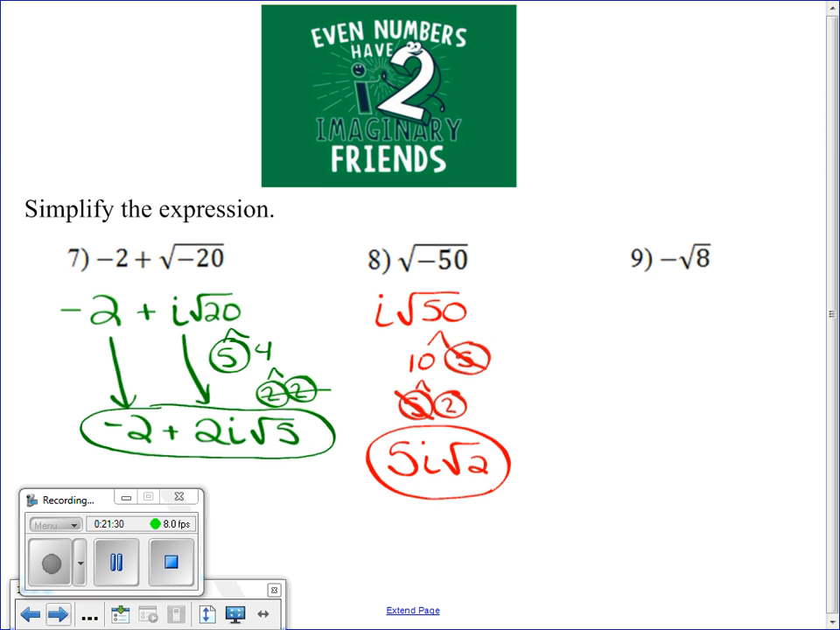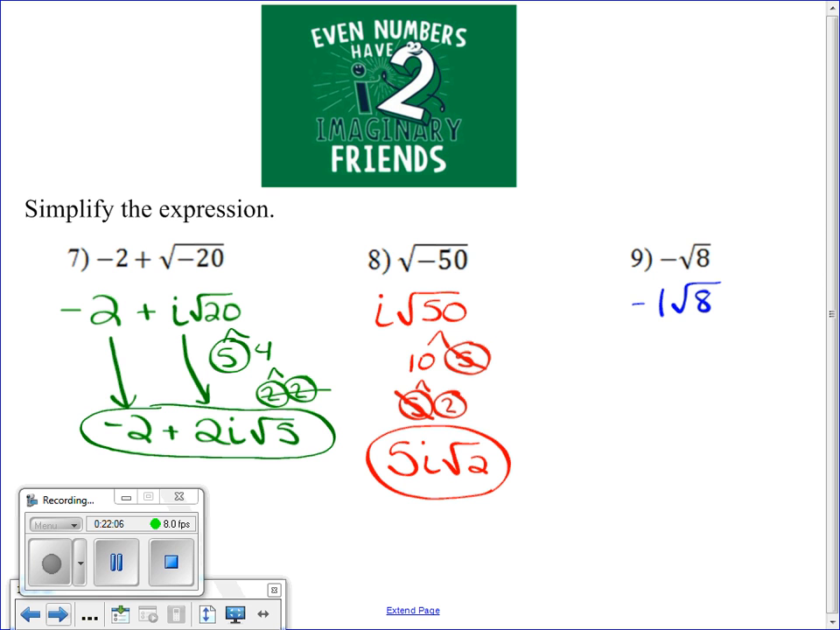Number 9. How many of you think number 9 has an i in it? I heard a yes. See lone wolf here? The only one who thinks there's an i in it? Is there a negative under the radical? The negative's not under there, right? That's when we pull it out as the i. But this negative is already outside. It's kind of like negative 1 radical 8 sitting there. The number out in front is negative. So this one's not an i.